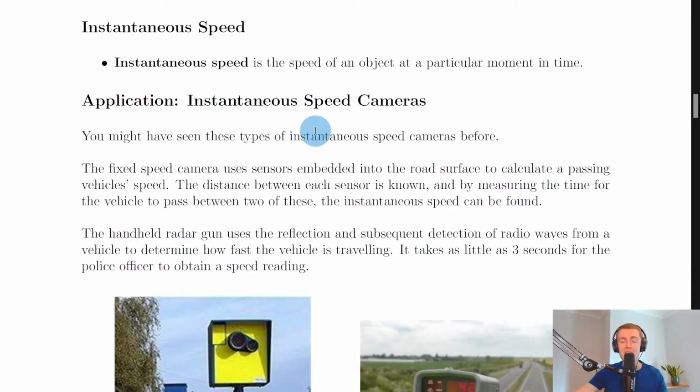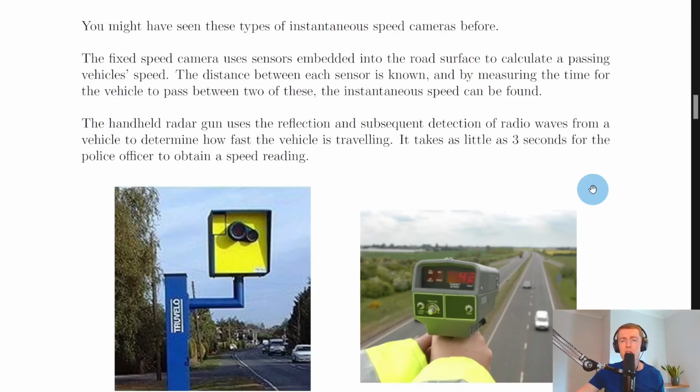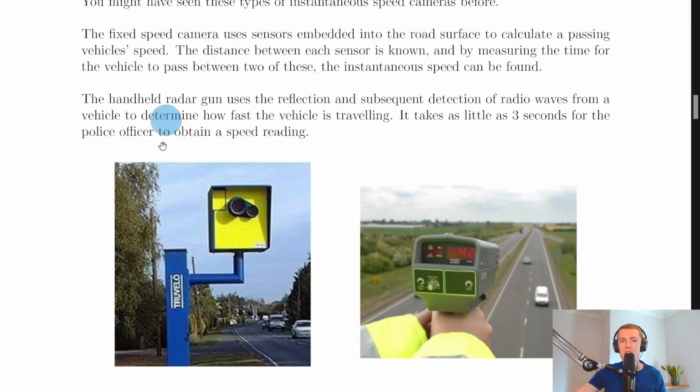And we see an application in instantaneous speed cameras, and you might have seen these types of instantaneous speed cameras before. So we're going to look at two different types of instantaneous speed cameras. The fixed speed camera, which is this one here, uses sensors embedded into the road surface to calculate a passing vehicle's speed. The distance between each sensor is known, and by measuring the time for the vehicle to pass between two of these, the instantaneous speed can be found.